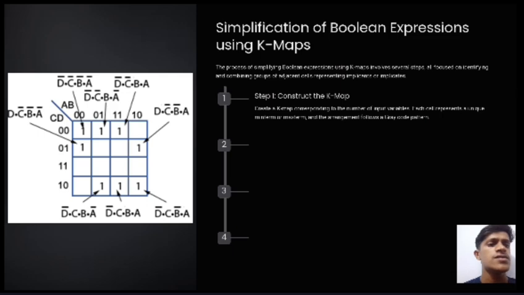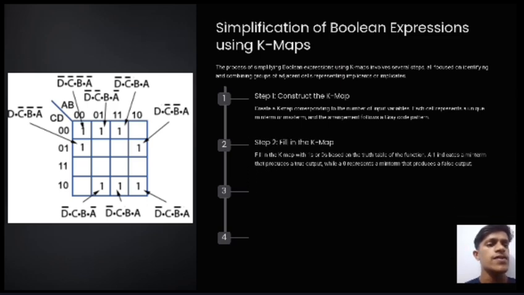First, construct the K-map. Create a K-map corresponding to the number of input variables. Each cell represents a unique minterm or maxterm, and the arrangement follows a Gray code pattern. Second, fill the K-map. Fill the K-map with ones or zeros based on the truth table of the function. A 1 indicates a minterm that produces a true output, while a 0 represents a minterm that produces a false output.